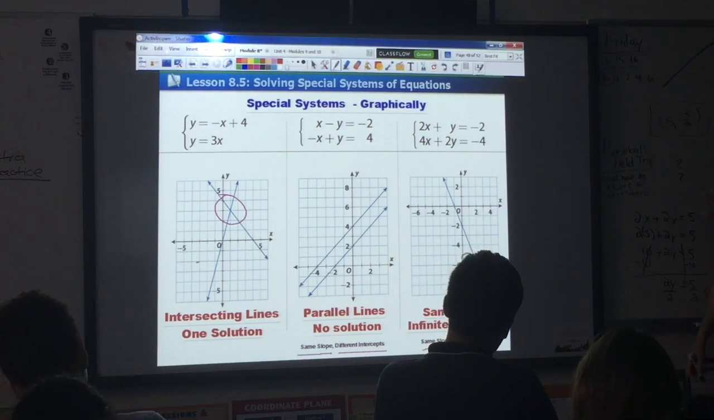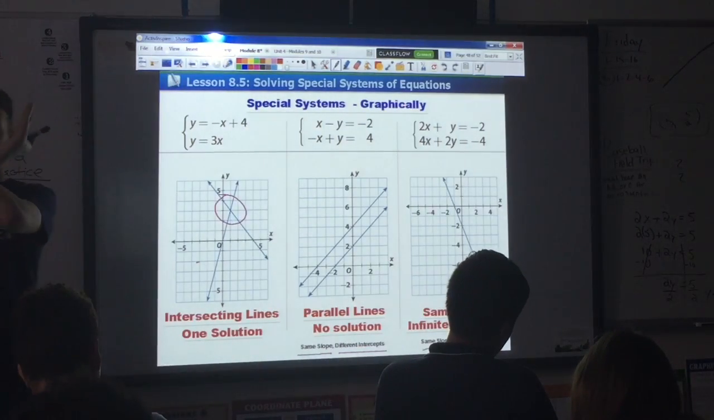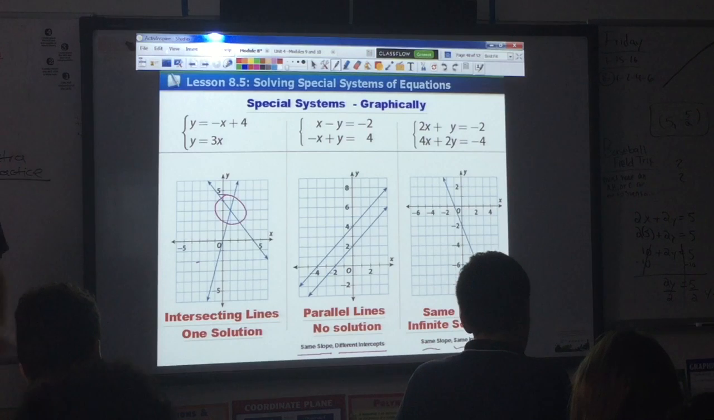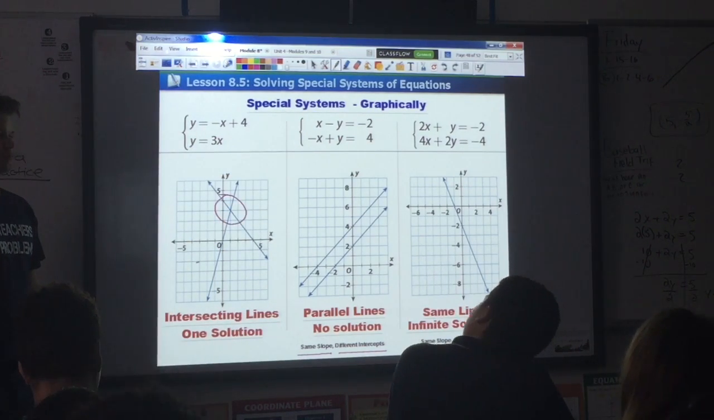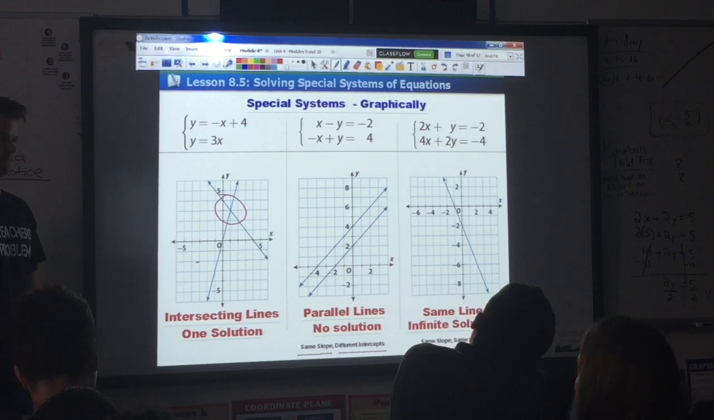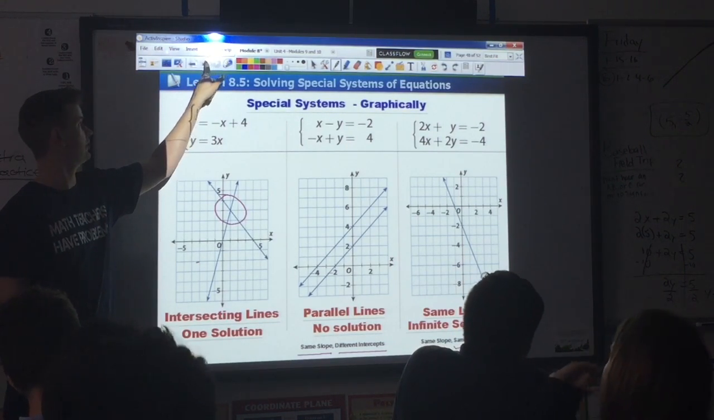There's no new math involved here. It's just identifying what happens when we don't have intersecting lines. This is what it looks like graphically. Write that down so I can show you real quick what it looks like algebraically. We got this? Okay.